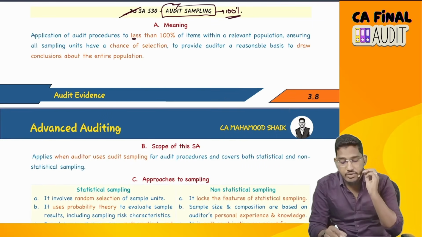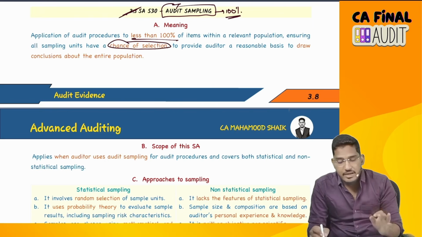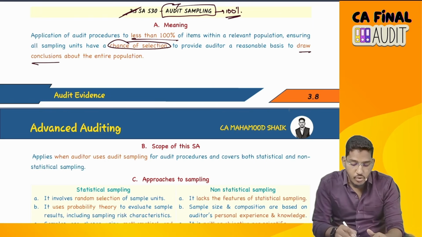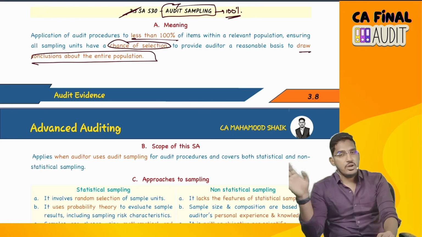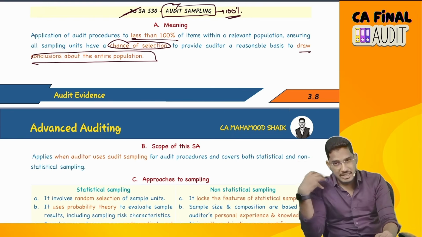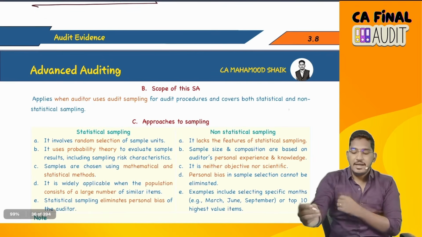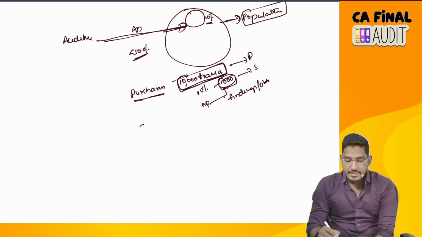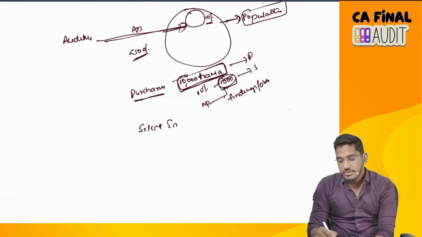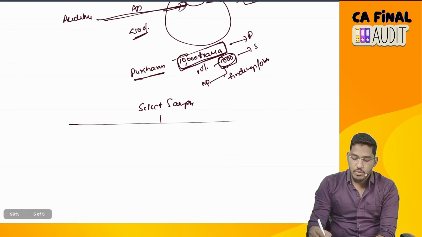That's how they have defined it. If you see here, it is the application of audit procedures to less than 100% of items within a relevant population, ensuring that all sampling units have a chance of selection, to provide a reasonable basis. Here comes the most important point: to draw a conclusion about the entire population. My objective is not just to draw a conclusion on the sample, but on the entire population from which the sample has been selected. Now, the standard says if you want to perform audit procedures using sampling, you first need to select a sample out of the entire population. How to select that sample? The standard says that to select the sample, we have two broad approaches.